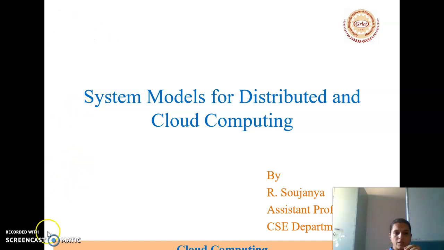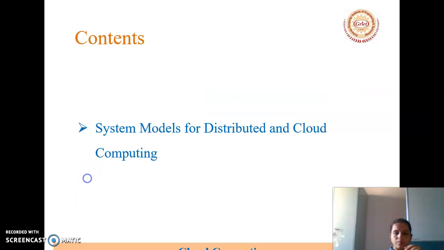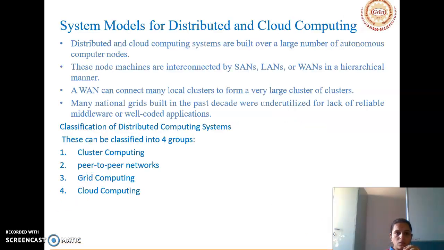Today I am going to explain the system models for distributed and cloud computing. Distributed and cloud computing systems are built over a large number of autonomous computer nodes. These node machines are interconnected by different types of network connections like SAN, LAN, WAN in a hierarchical manner. A WAN can connect many local clusters to form a very large cluster of clusters.